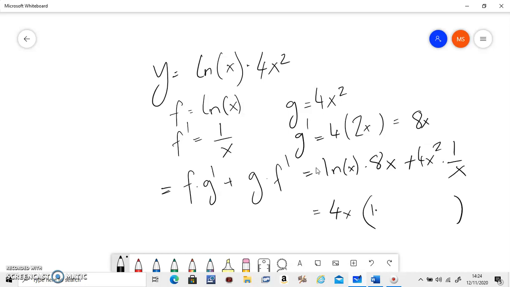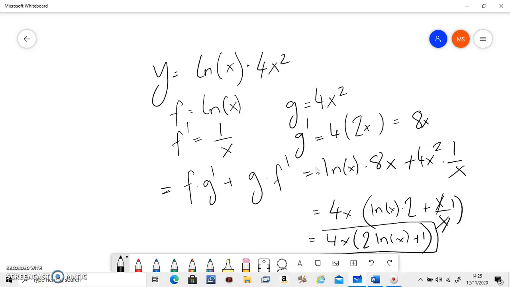So you're left with ln x times 2 plus x over x. So they cancel out, you're left with 1. So final answer 4x bracket 2 ln x plus 1. And this bit here is your final answer. Okay, I hope that made sense. This is using the product rule. We can do one more.